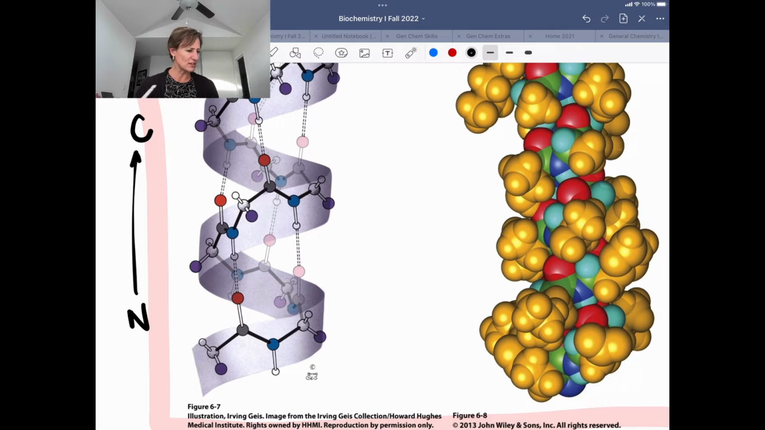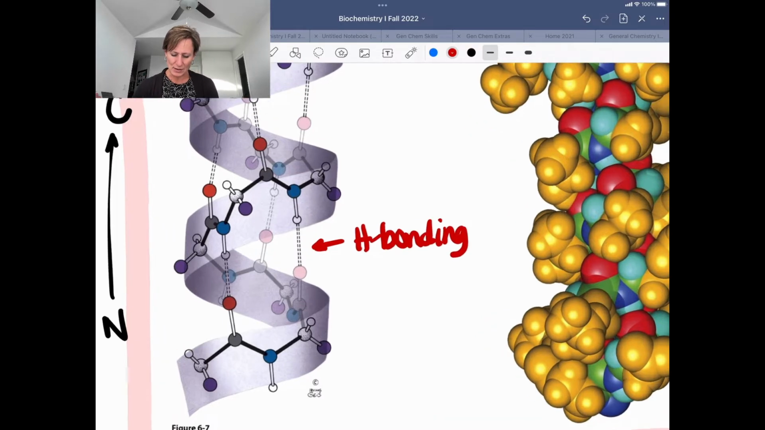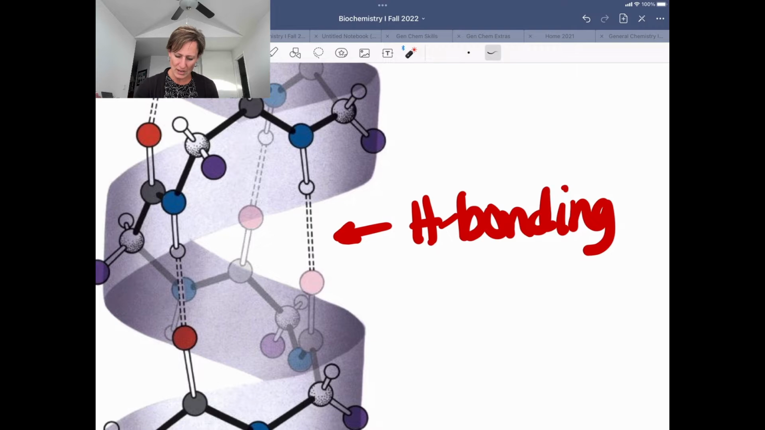Here's our little alpha helix. We can see the hydrogen bonding that we have between our backbone atoms. Zooming in a little bit further, here again is our carbonyl, and here's our nitrogen. We can see that hydrogen bonding occurs between that oxygen and that hydrogen atom.